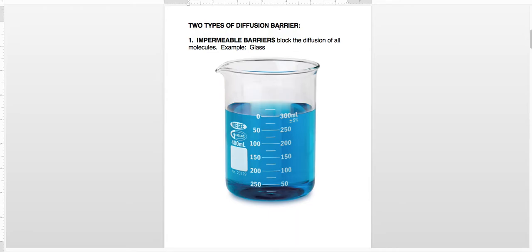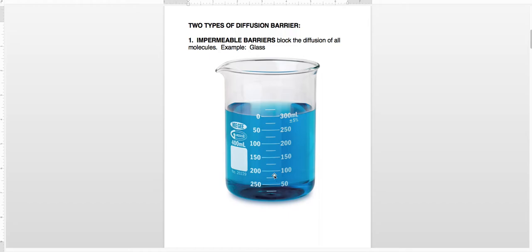So one type of impermeable barrier is called glass. Glass is, of course, what you get when you melt sand and then let it cool down. Turns out that glass itself is made of silicon oxide, actually silicon dioxide molecules. Silicon dioxide molecules pack together so tightly that no other chemicals can squeeze between them, which means that glass is a perfect diffusion barrier.